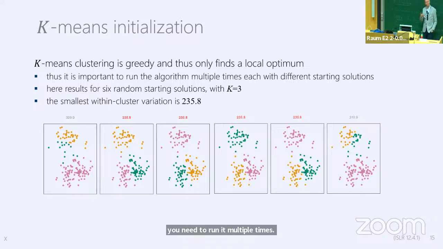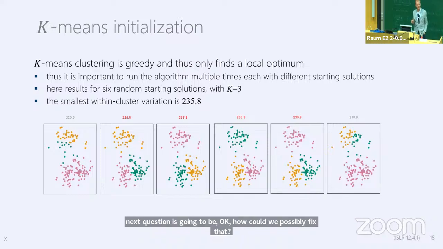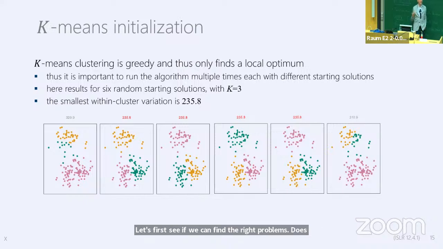But can you come up with some problems that the completely random assignment may create? And then the next question is going to be, okay, how could we possibly fix that? Let's first see if we can find the right problems. Does anybody have an idea? What is kind of stupid or wasteful by completely randomly assigning points to clusters in the first iteration?